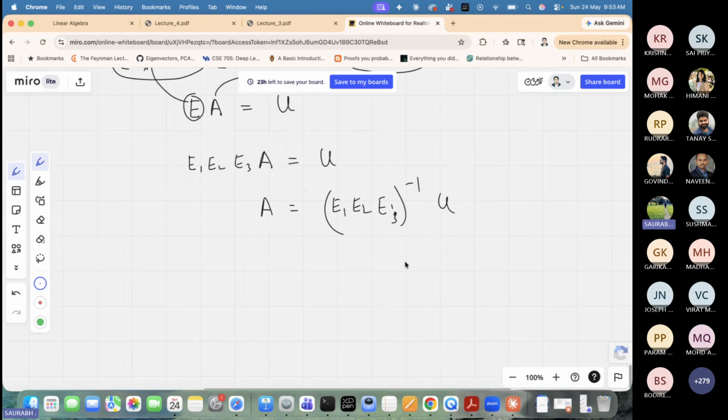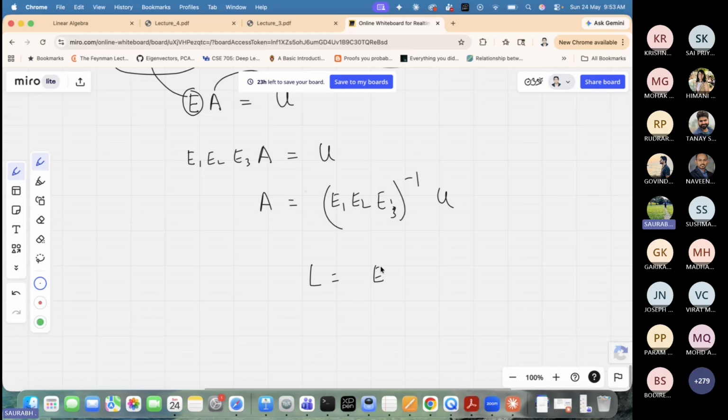Or you can say that L is equal to E1, E2, E3. Let's say that there are only three transformations that you did. L is equal to this, and U is what you have, right? So this is the set of row transformations that you're doing. If you keep those matrices, take the inverse of them, multiply those matrices together, and take the inverse, that basically is your L matrix, or lower triangular matrix.